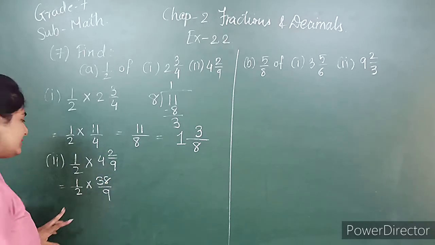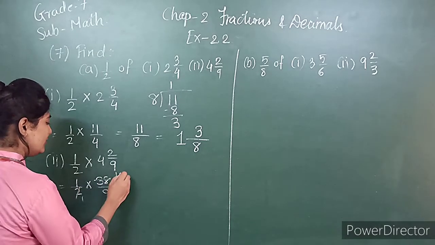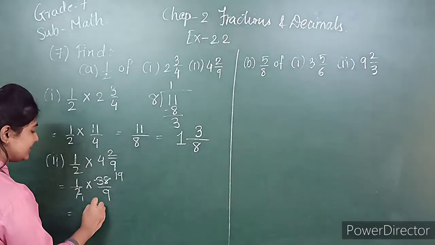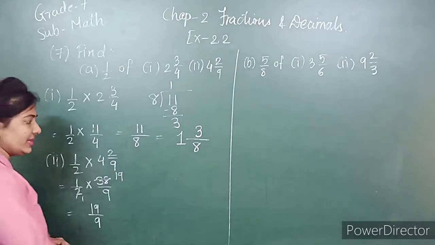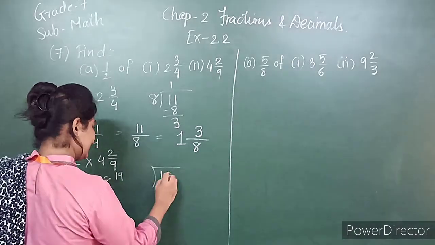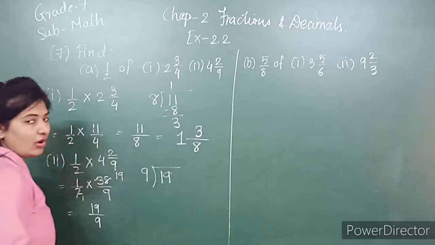So here cutting is possible. So 2 1s are 2, 9s are 19, so it is 19 upon 9. Here the numerator is greater than the denominator, so we have to convert this into a mixed fraction form.